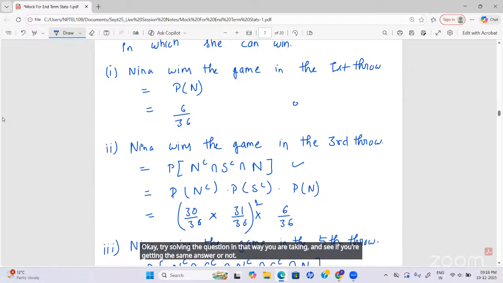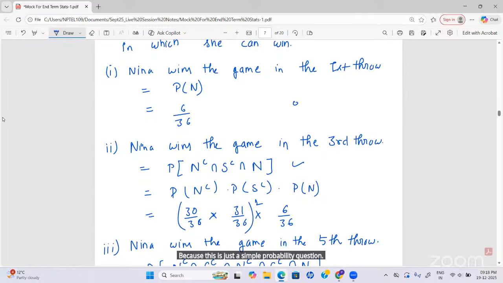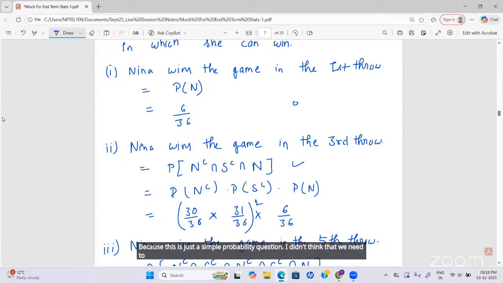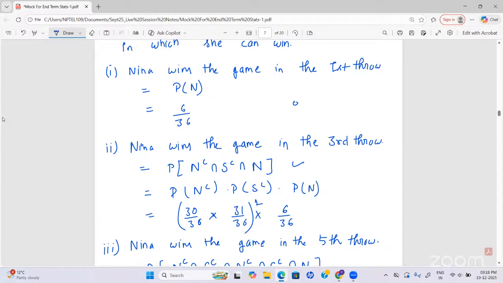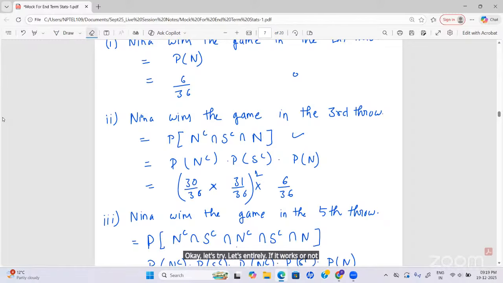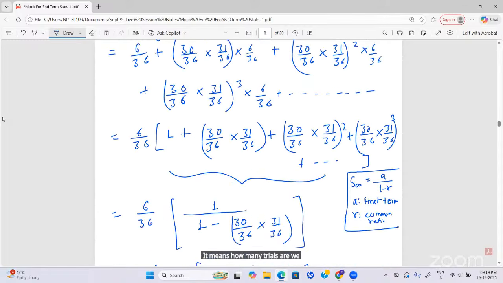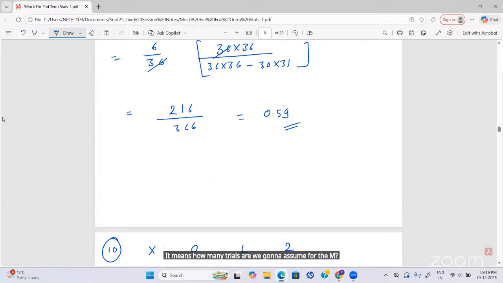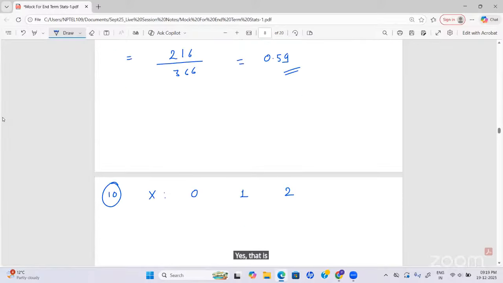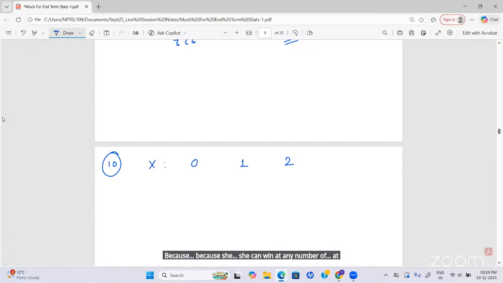Because this is a simple probability question, I didn't think that we need to use that thing here. Let's try, test and trial that thing, whether it works or not. Ma'am, we don't know about the population, means how many trials are we going to assume for the M? Because she can win at any place, either at 1, at 100, or at 500.